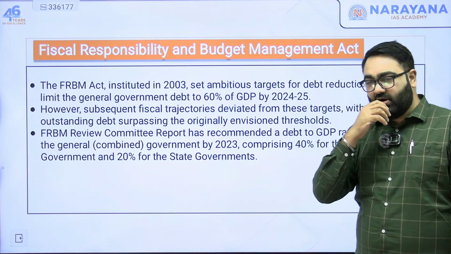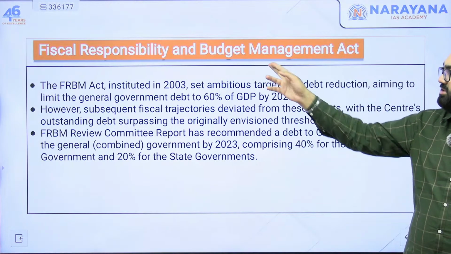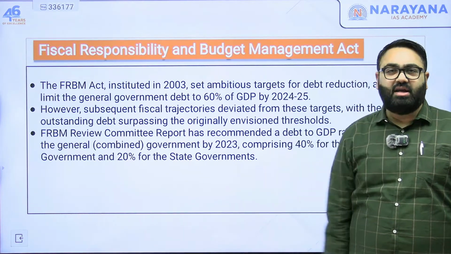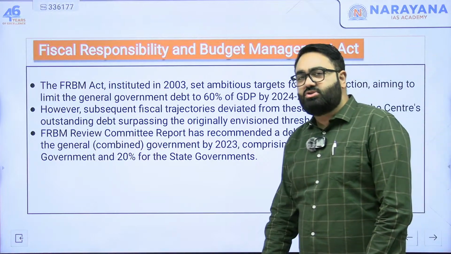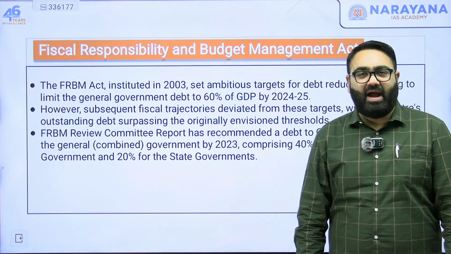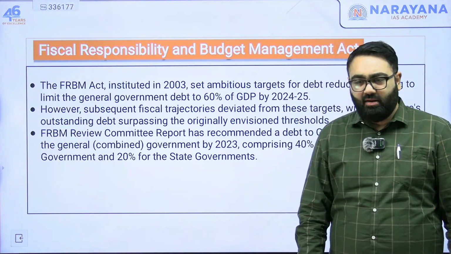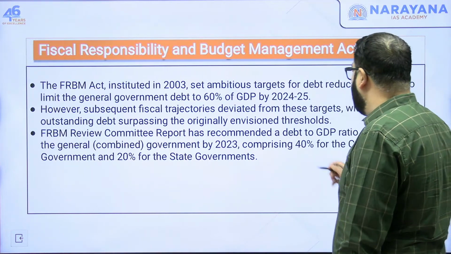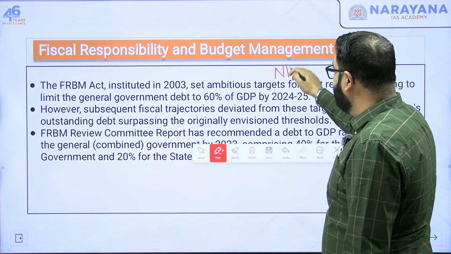This is the act that I was talking about, FRBM, the Fiscal Responsibility and Budget Management Act. Initially, it was introduced in 2003, and the idea was that the fiscal deficit should come down to 3% of the GDP. Because the government was lagging behind, and then again the COVID-19 pandemic hit, in 2016 there was a committee formed by the government called the N.K. Singh Committee.